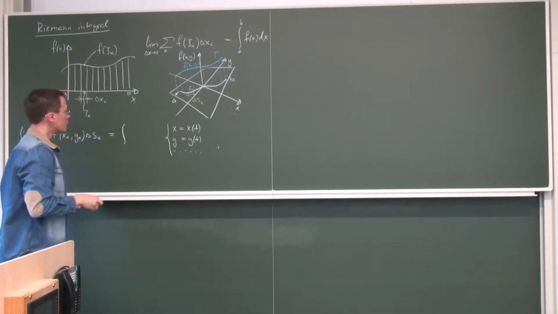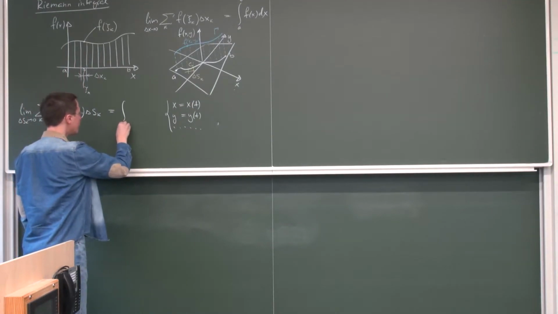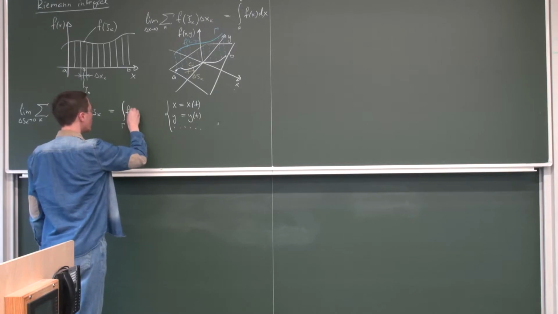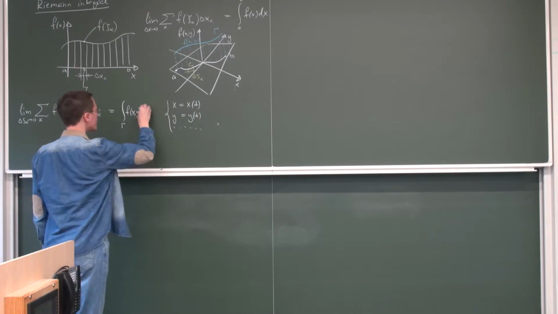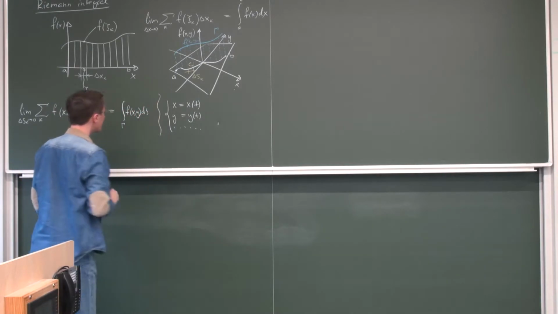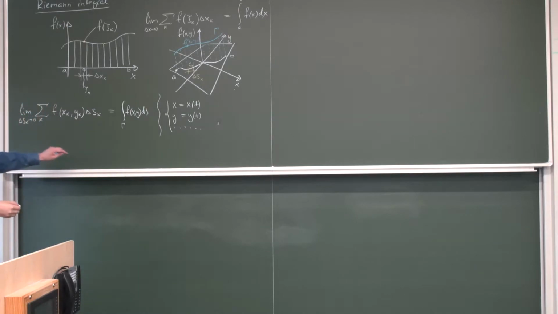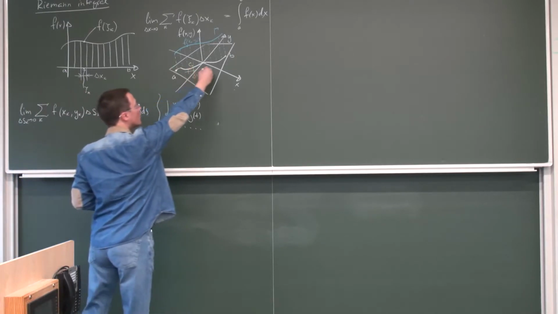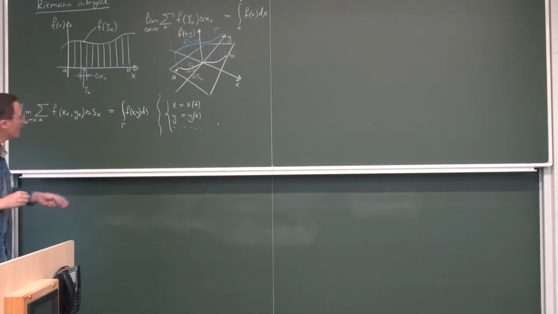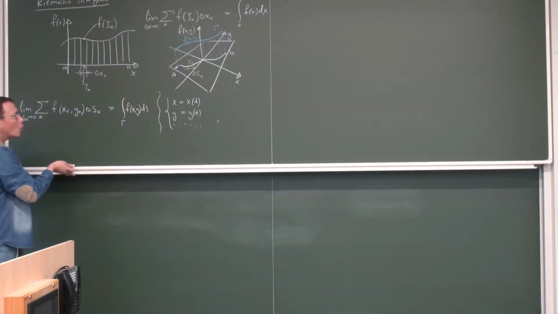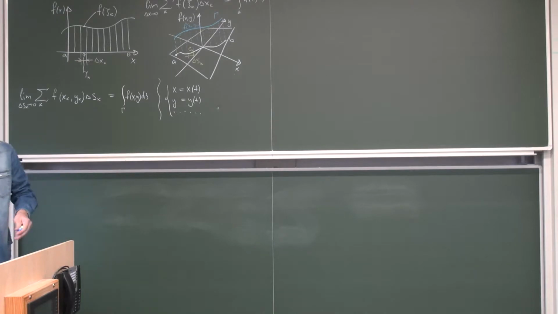And an integral is called gamma f of x, y, ds. So notice that what was previously dx now became ds, so that's the element of this path. And we have the f of x and y. Now, how do we take such integrals?